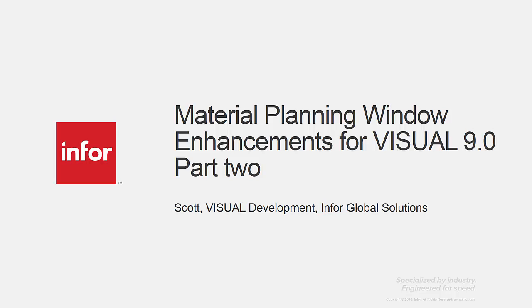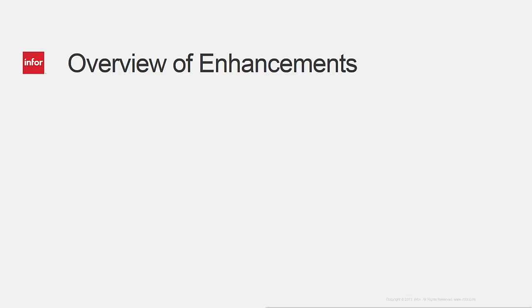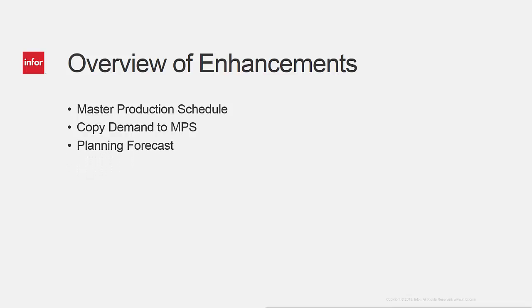I would like to welcome you to the second and final video discussing the enhancements made to the material planning window for version 9.0. To coincide with the changes made to the advanced planning window as discussed in part 1 of these videos, the advanced mode child windows have also undergone changes and enhancements. In this video, we will take a look at the enhancements made to the following child windows: the Master Production Schedule dialog, the Copy Demand to MPS dialog, the Planning Forecast dialog, and the new Planning Period Details screen.